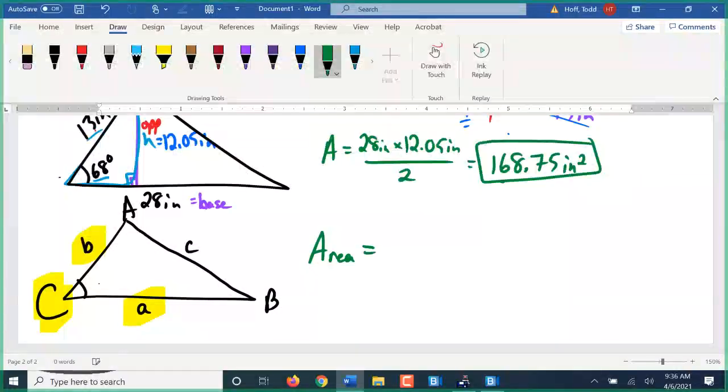The area of the triangle is going to be the base, A, times the height. Well, the height is B times the sine of angle C. That would be the height. So base times height divided by 2. So the area of a triangle can be found by having the length of two sides and the sine of the angle that's between them.